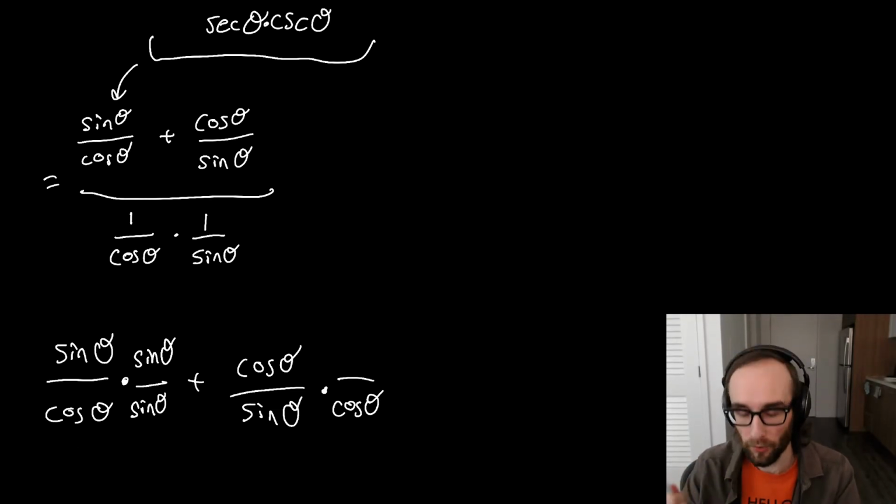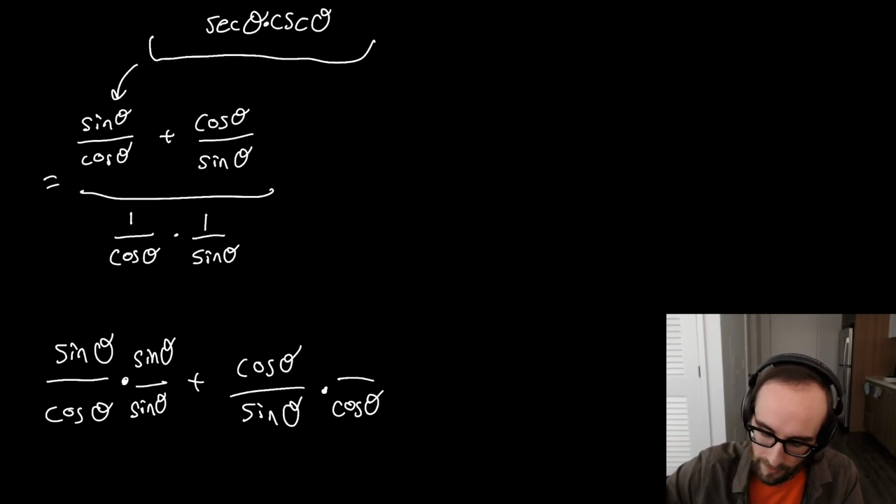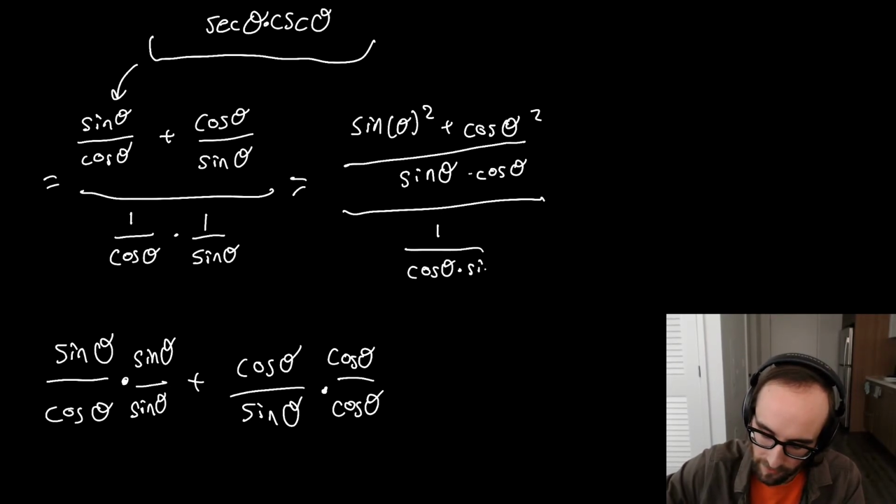So in order to end up with that common denominator, we need to multiply by 1. That is why we're multiplying by sine of theta both in the denominator and the numerator, to multiply by 1. Same thing on the right side: we're multiplying by cosine in the denominator, so we also need to multiply by cosine in the numerator. When we do that, what we end up with is sine of theta squared plus cosine of theta squared all over sine of theta times cosine of theta, and that is all over 1 over cosine of theta times sine theta.